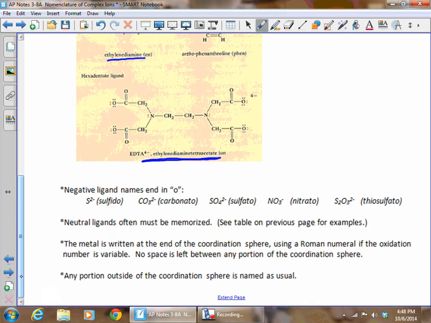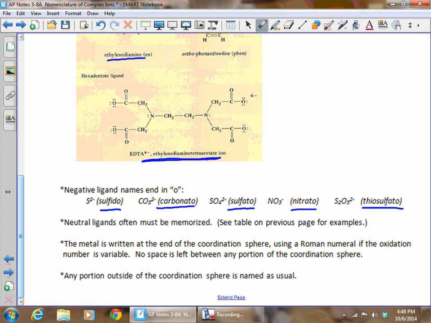When we name negative ligands, we end them in o, like sulfide becomes sulfido, carbonate becomes carbonato, sulfate becomes sulfato, nitrate, nitrato, thiosulfate, thiosulfato. Neutral ligands, we often have to memorize those, and you can see examples on the previous page. Things like ammonia becomes ammine, water becomes aqua. You'll be surprised how quickly you'll get used to that as you work on the assignment. It doesn't take long for us to pick up those names at all.